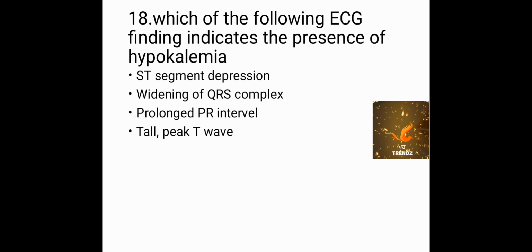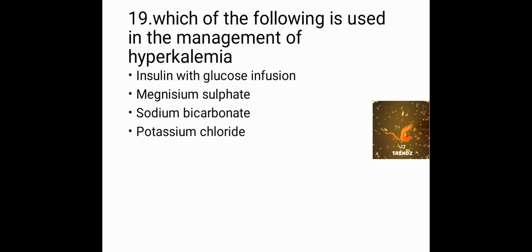Which of the following ECG findings indicates the presence of hypokalemia? The options are ST segment depression, widening of QRS complex, prolonged PR interval, tall peaked T wave. The answer is ST segment depression. And what is hypokalemia? It is deficiency of potassium in the bloodstream. Which of the following is used in the management of hyperkalemia? Options are insulin with glucose infusion, magnesium sulfate, sodium bicarbonate, potassium chloride. The answer is insulin with glucose infusion. And what is hyperkalemia? It is increased potassium level in the bloodstream.